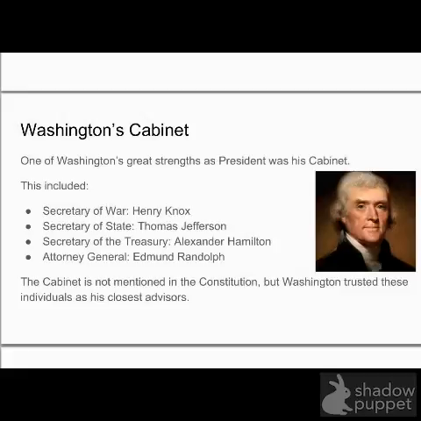There's no mention of the cabinet in the Constitution, but Washington thought that he could not do all these things by himself. He knew his weaknesses as a human being, and he took them into account. So he enlisted people to come and help him. A lot of these people, as we'll see, did not get along, but Washington trusted them all as individuals.